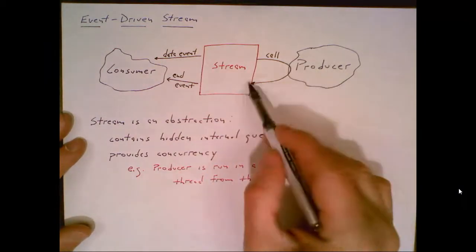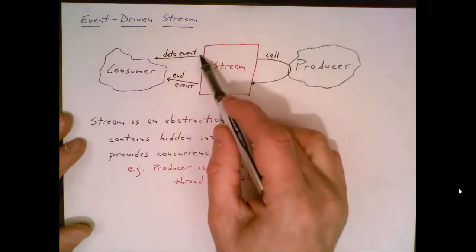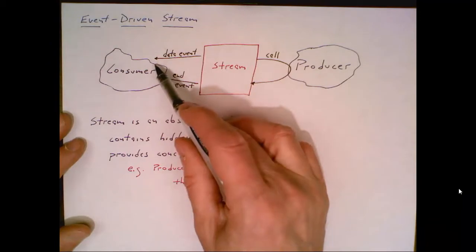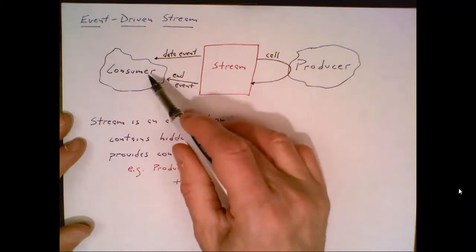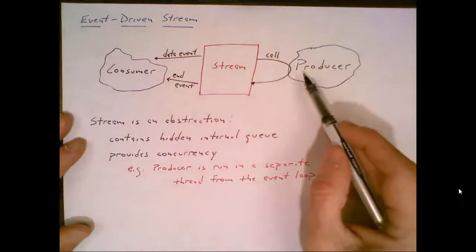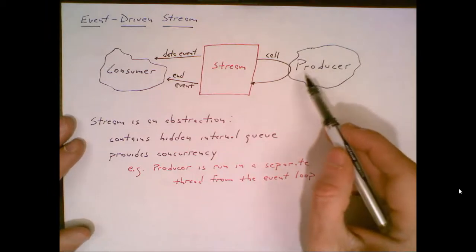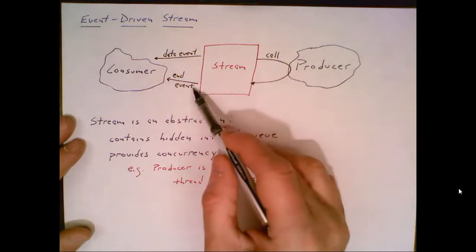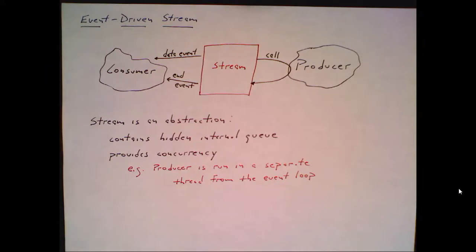As the producer produces values, the stream announces a data event for the consumer to consume data. And when the producer says there's no more data to produce, then the stream would produce an end event, letting the consumer know to shut down.